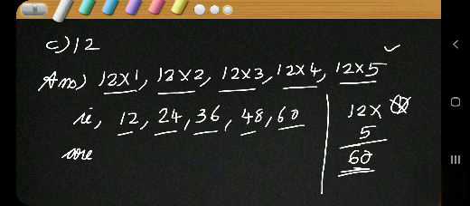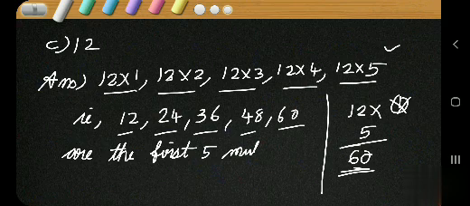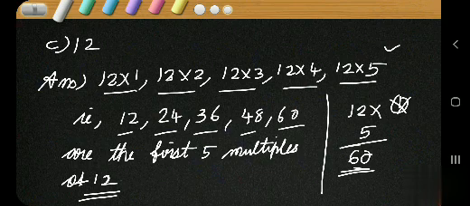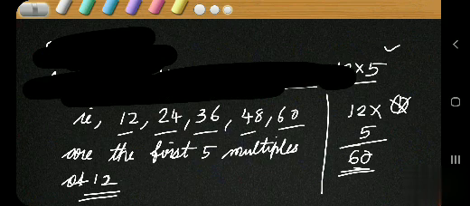Got it? Okay, so that is 12, 24, 36, 48, 60 are the what? Yes, first 5 multiples, first 5 multiples of 12. Got it? Have you understood how to do? Yes, first 5 multiples of 12. Okay, now D. Question D is, the question is 23.